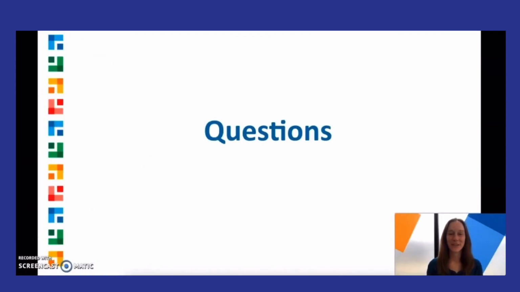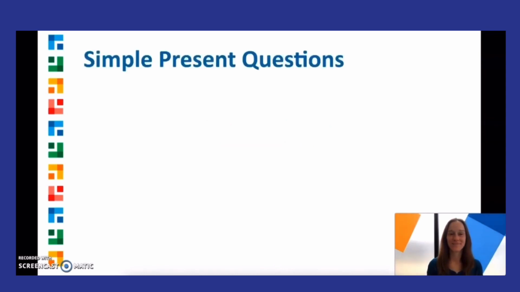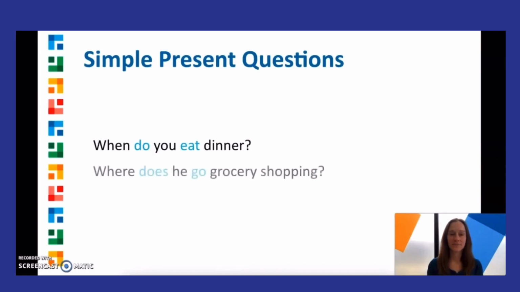Now, for the really fun part, we'll look at questions in both tenses. Here are some examples of simple present questions. When do you eat dinner? Where does he go grocery shopping? What time do they play soccer?